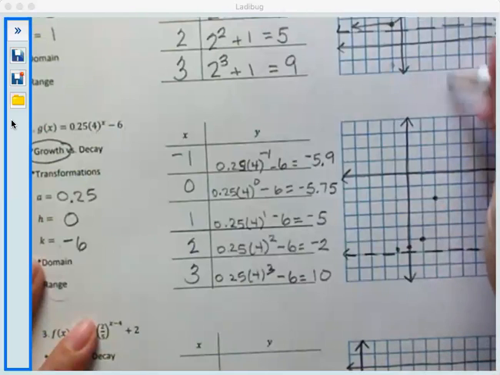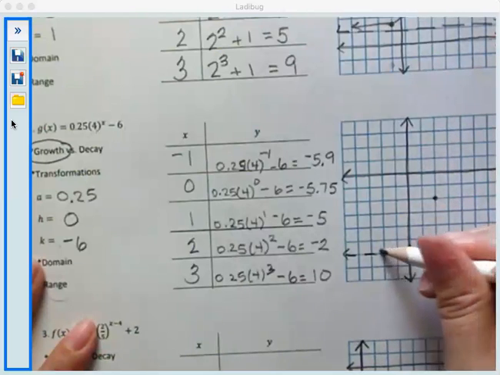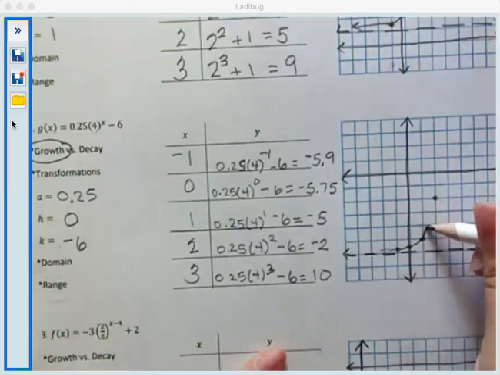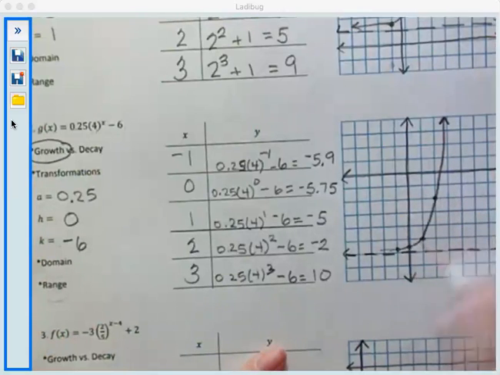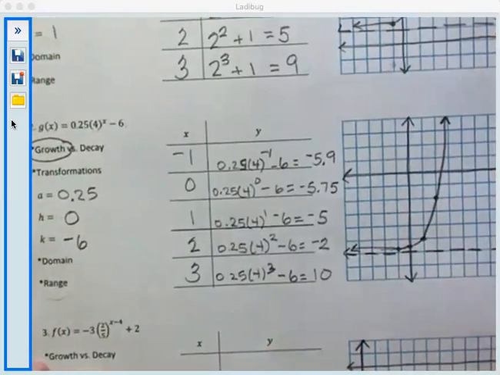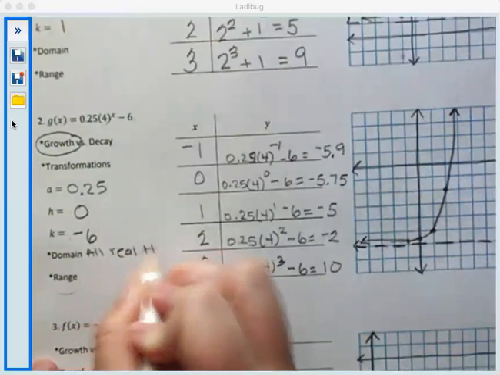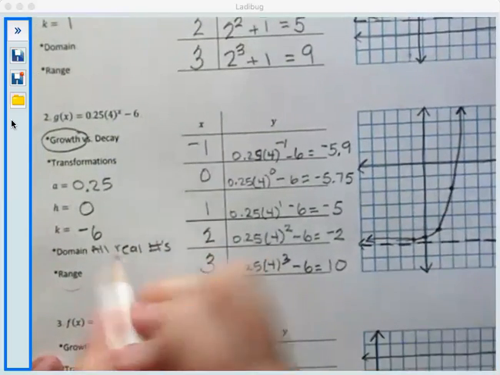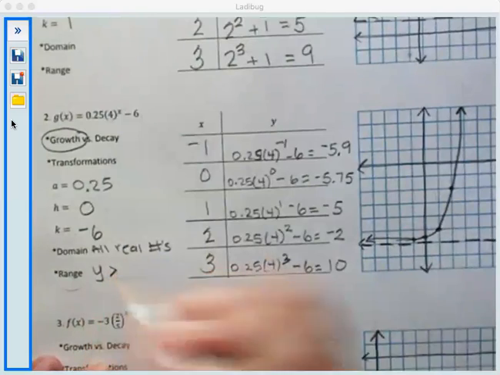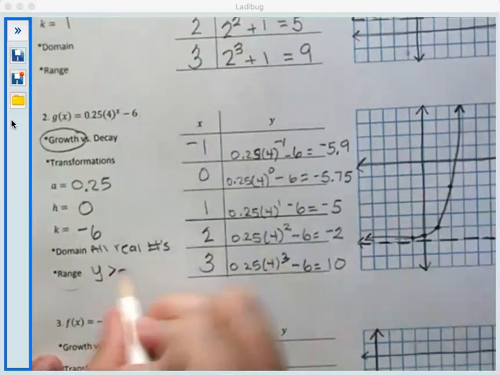So we know it's going to go way up here somewhere. So our graph is going to be increasing from left to right and does not go below -6. Okay, so our domain is all real numbers. It goes as far left as it goes right. And our range has to be y greater than -6.